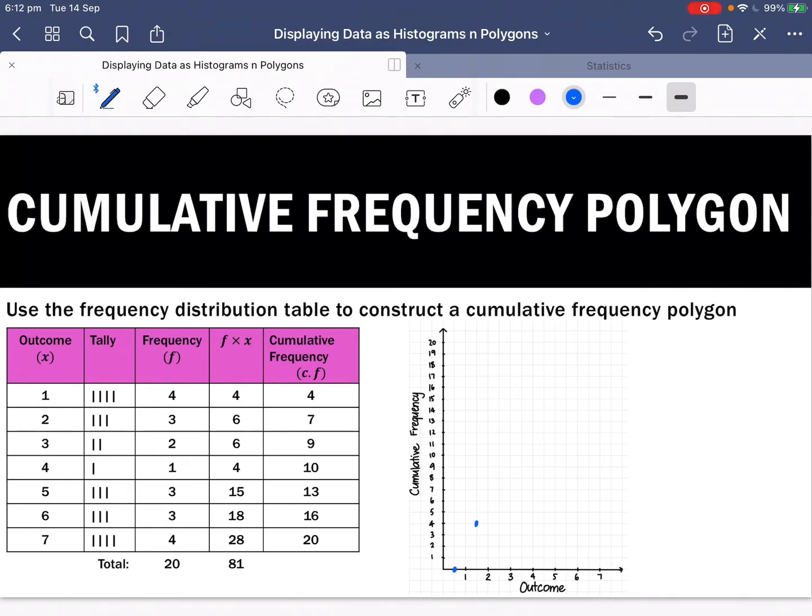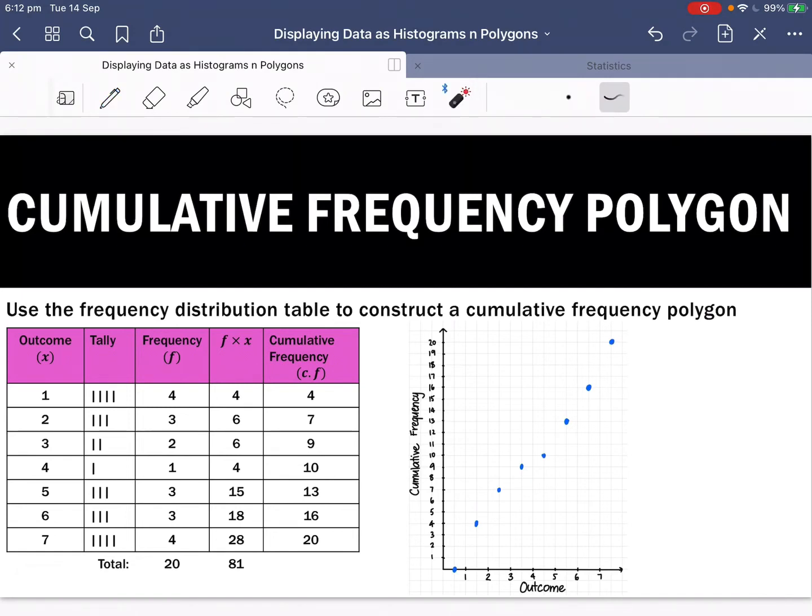Then for our outcome of 2, it has a cumulative frequency of 7. So it's like going over 1. It will make more sense when we look at the cumulative frequency polygon on top of the cumulative frequency histogram in a couple of seconds. And we have our outcome of 3 goes in our top corner there. Outcome of 4 with 10. Outcome of 5 is 13. Nice big dot. Outcome of 6 is 16. And our outcome of 7 is 20.